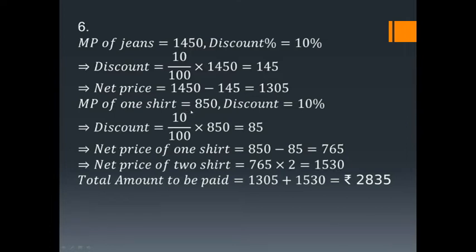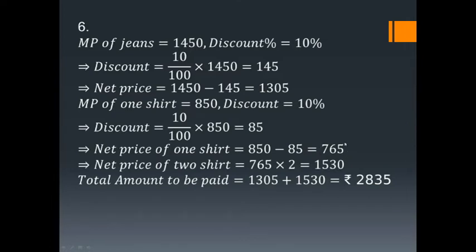Then I look at the shirt, very beautiful. It costs 850, but after 10% discount, how much will I get? 10% discount, 10 by 100 into 850. After simplifying, I've got 85. So to get the net price of one shirt, 850 minus 85. So I have to pay 765.